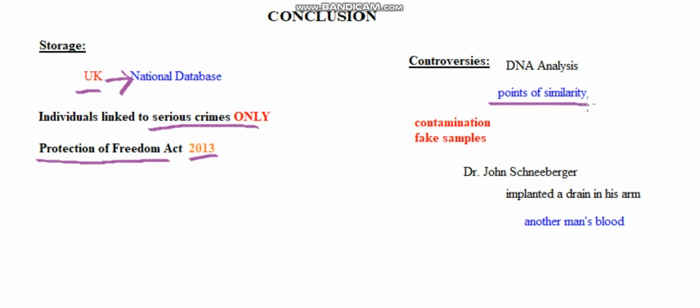And there are also certain rare cases where DNA may be contaminated or fake samples may be generated in order to frame someone else for a crime. For example, Dr. John raped one of his patients and then he implanted a drain in his arm which contained another man's blood. In this way, he managed to avoid the initial investigation, but ultimately he was identified as the culprit.